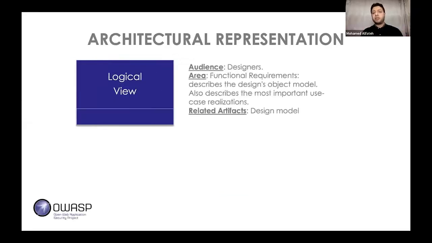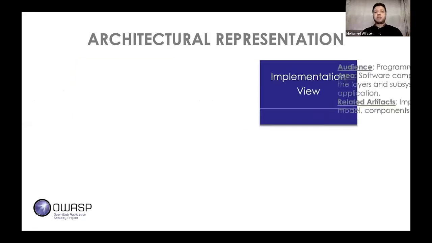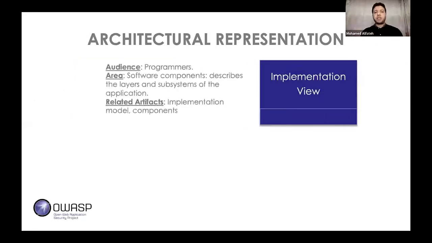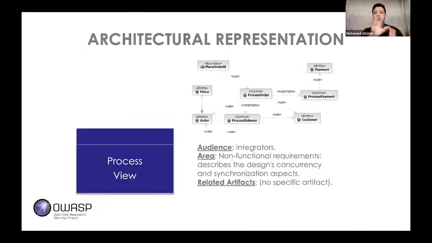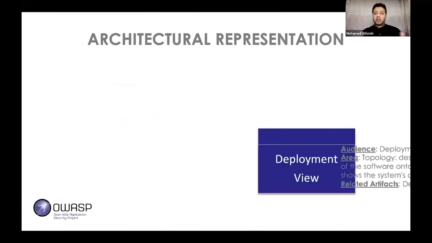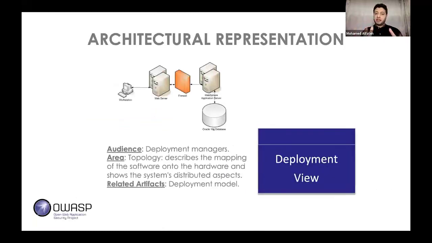The logical view is mainly for functional requirements. For the implementation view, we are talking about information related to the developers or programmers, the software components, and how they should integrate together. This is an example of an implementation view. The process view is important as well. It provides details about the internal processes within your application components. The deployment view is also important.